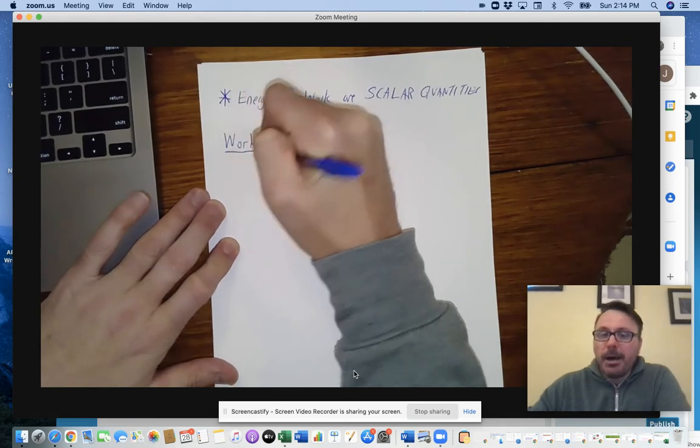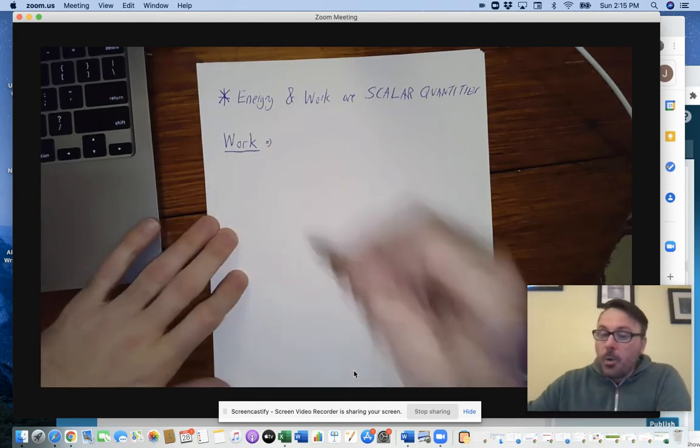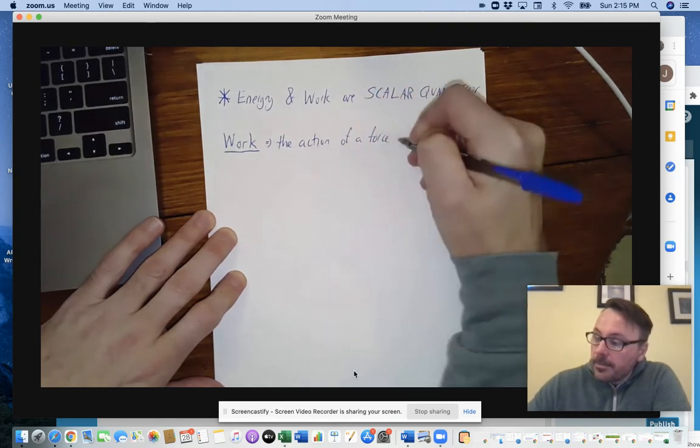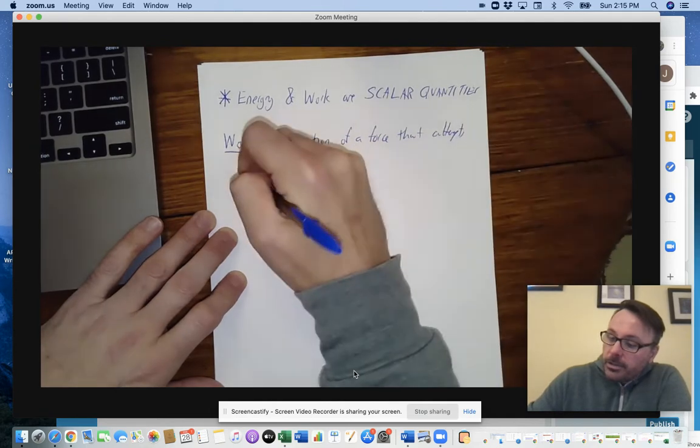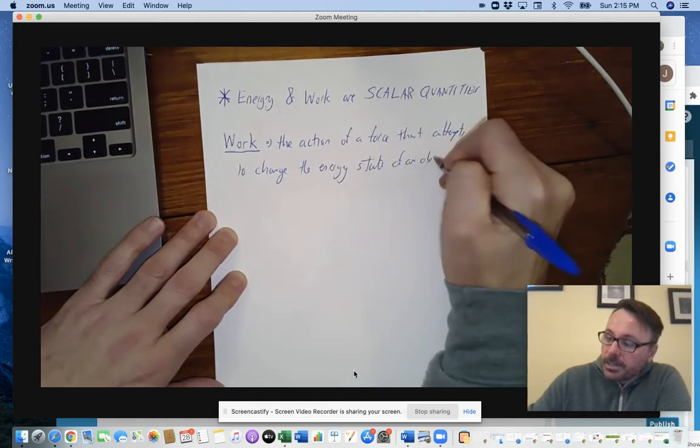We said work is a change in energy, but if energy is a description of state and work then is the change in that state, well, what is it that does change? And that is where we're going to get the notion of force, because we know that force is our agent of change. Forces act in order to cause change, and not all forces cause change, right? But forces in isolation, a single force acting on something will always cause change, because if there's only one force acting on that thing, then that is the net force, and then that object accelerates, i.e. change, okay? So we're going to describe work as the action of a force that attempts to change the energy state of an object or system, okay?